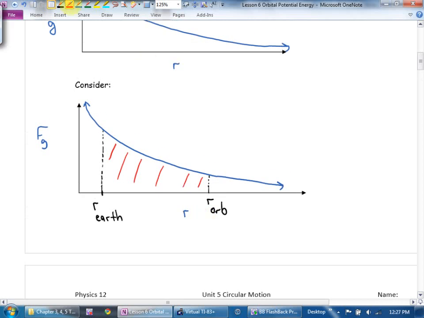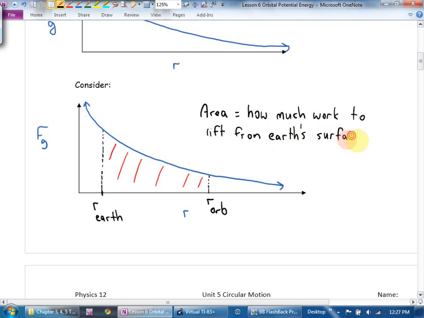This area is how much work, read how much energy, to lift from Earth's surface to orbit. But I'm going to put in brackets: standing still.